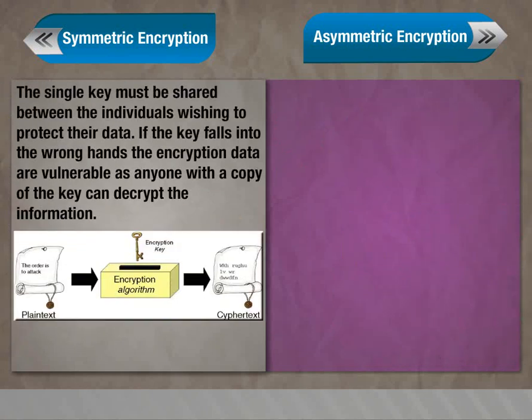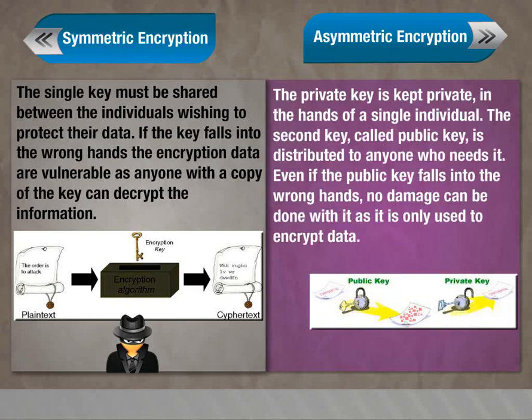In symmetric encryption, the single key must be shared between individuals wishing to protect their data. If the key falls into the wrong hands, the encrypted data are vulnerable, as anyone with a copy of the key can decrypt the information. In asymmetric encryption, the private key is kept private in the hands of a single individual. The second key, called the public key, is distributed to anyone who needs it. Even if the public key falls into the wrong hands, no damage can be done with it as it is only used to encrypt data.